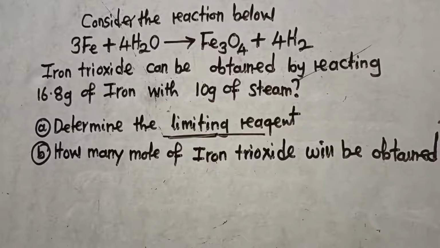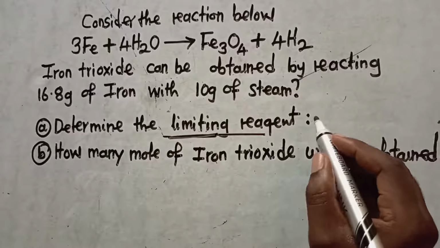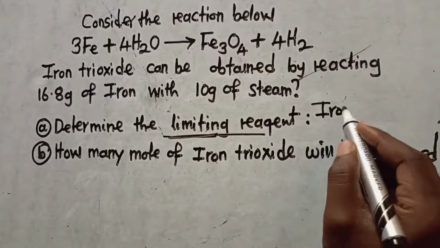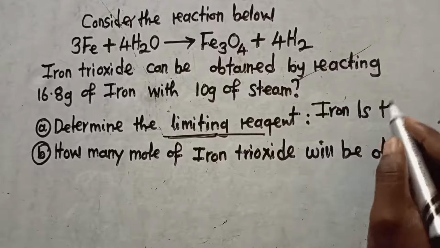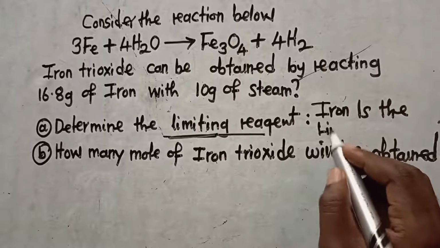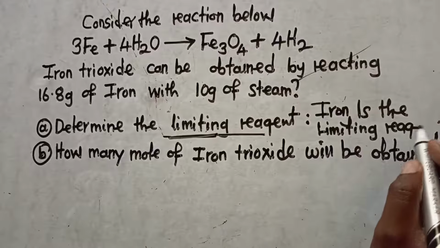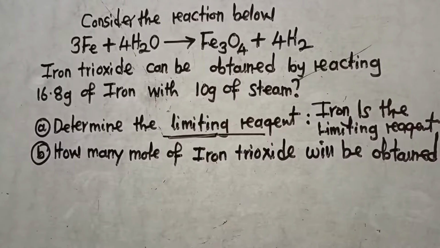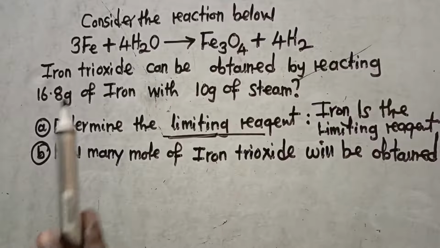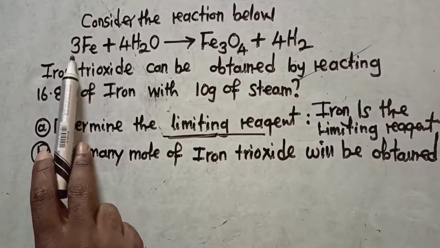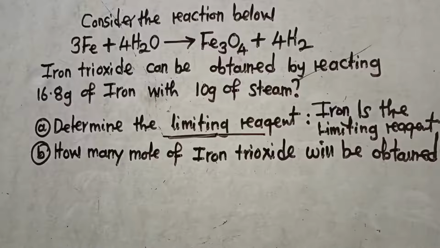For us to calculate this question, I've mentioned something like mole ratio. Without even calculating, I'm able to tell that iron is the limiting reagent. How did I know that iron is the limiting reagent? Look at the mole ratios. This one is having 3, that one is having 4. But you are not supposed to go with this unless you are an expert in these things. It's good to just calculate.